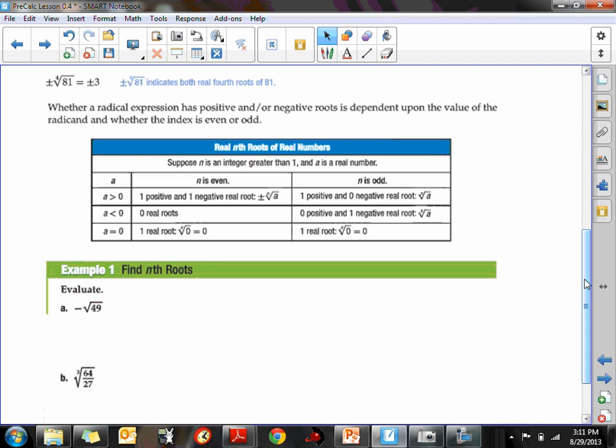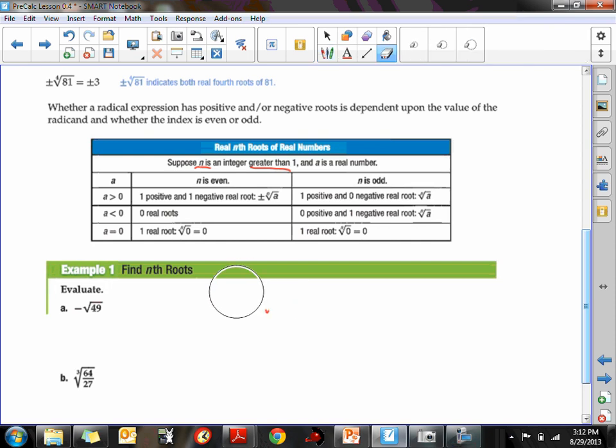I'm going to try to simplify this chart with just a few ideas here. Suppose n is some integer greater than 1. Remember, our index n has to be a number greater than 1, but it can't be a fraction or decimal. So it's a nice, neat integer. And a is any real number. We can put anything that we want here, real, and this thing here is an integer.